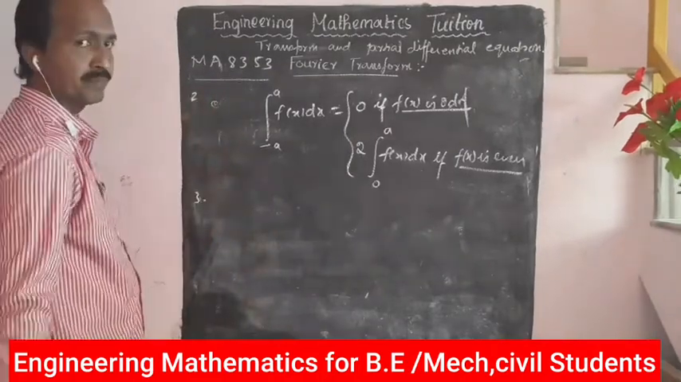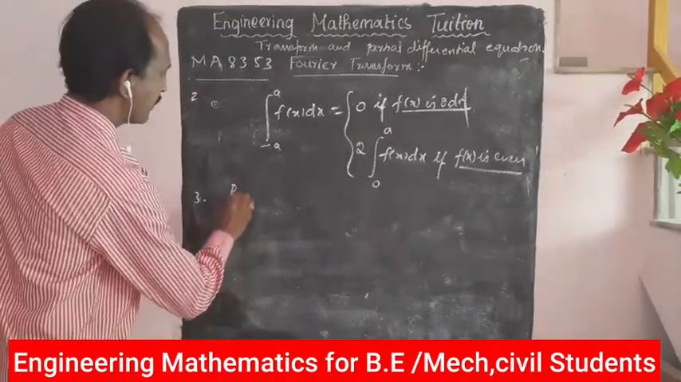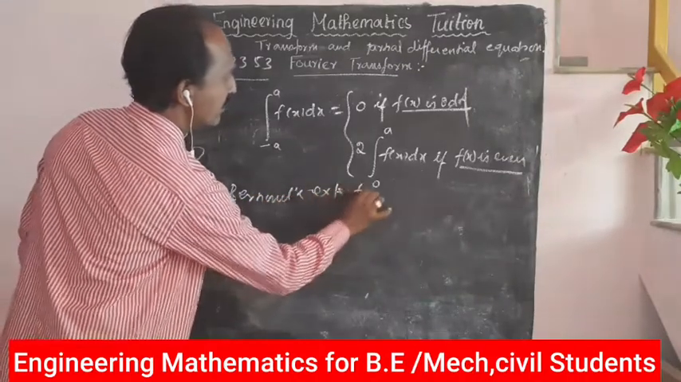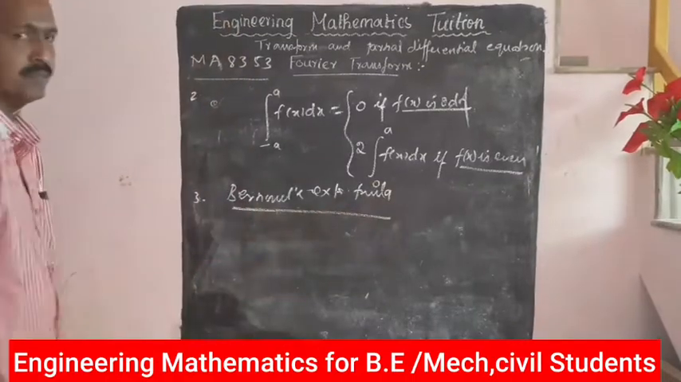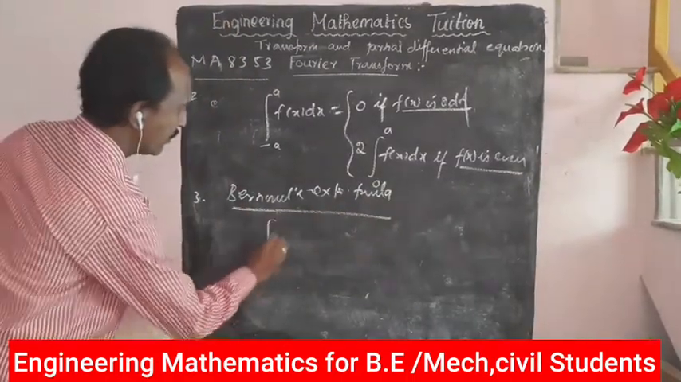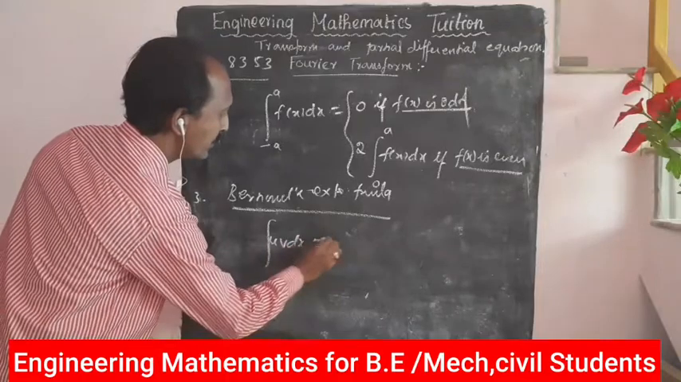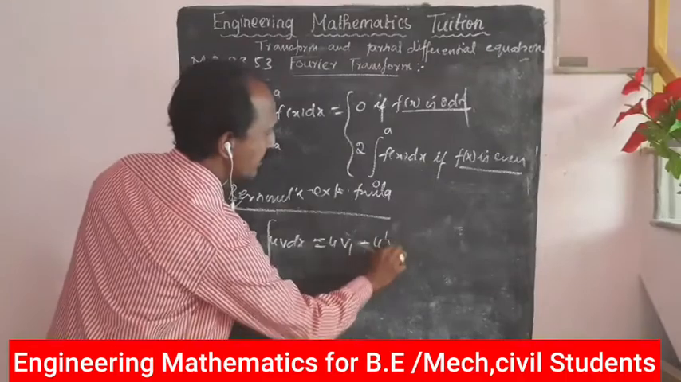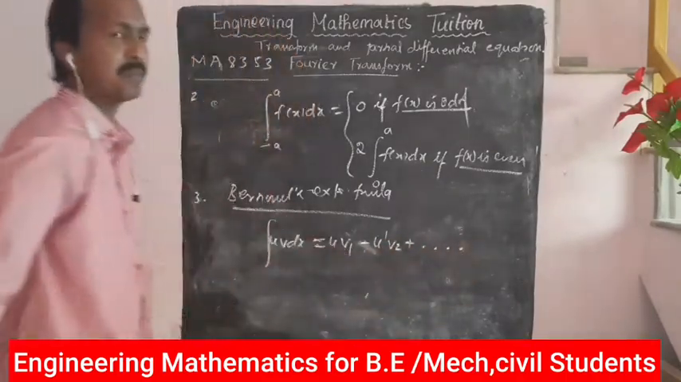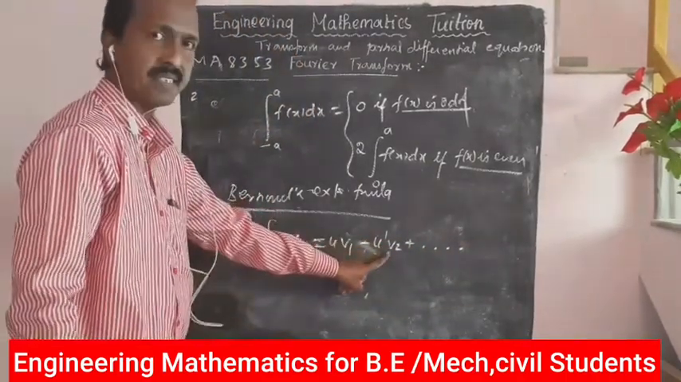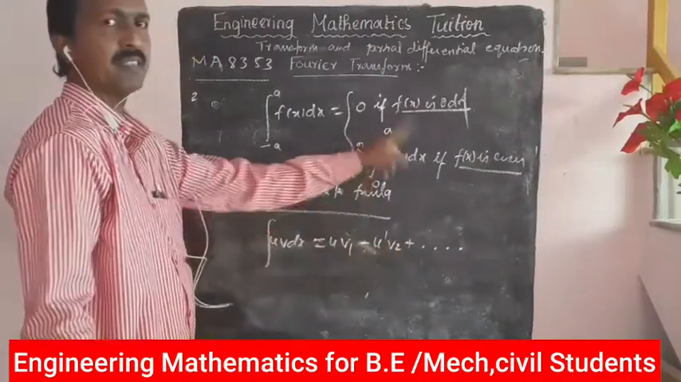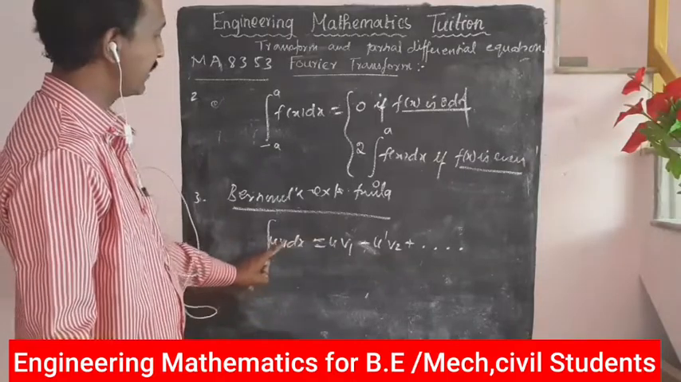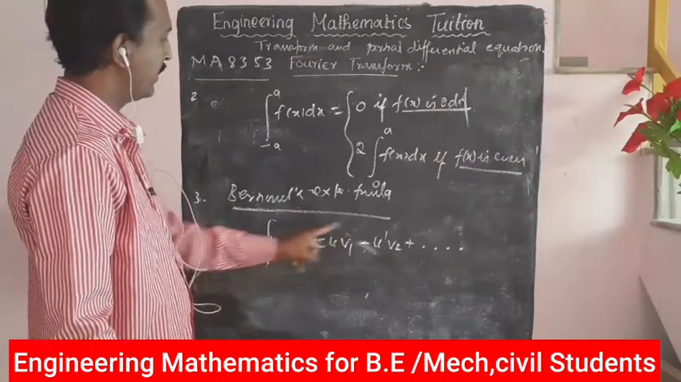Again, the third topic, Bernoulli's extension formula. Integral of u v dx is equal to u v1 minus u dash v2 plus, etc. So the first term is positive, the second term is negative, the third term is positive, and the next term is negative. Here u means the first term, v means the second term.